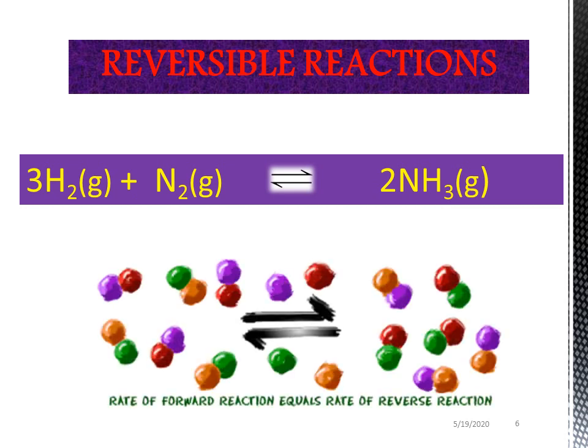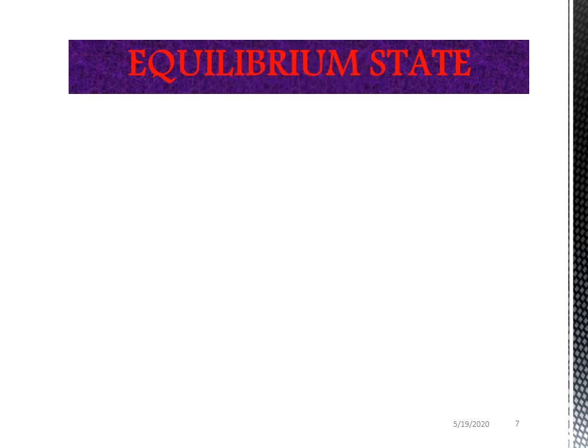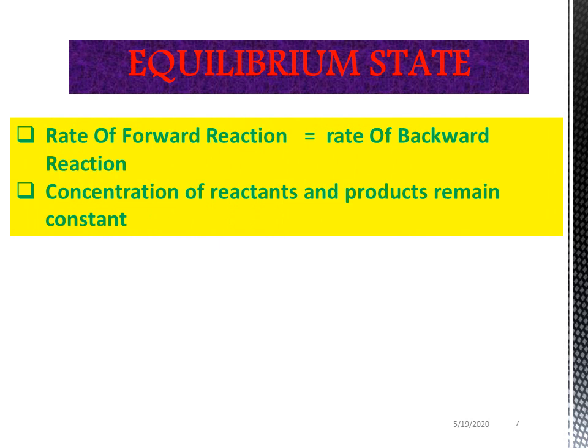Let us look at the simplest way to explain a reversible reaction. Here you can see that at this point the rates of the forward and backward reactions are equal at the same time. So this is what we call reversible reactions. The third point is the equilibrium state. In the equilibrium state, the rate of forward reaction is equal to the rate of backward reaction, and the concentrations of reactants and products remain constant.